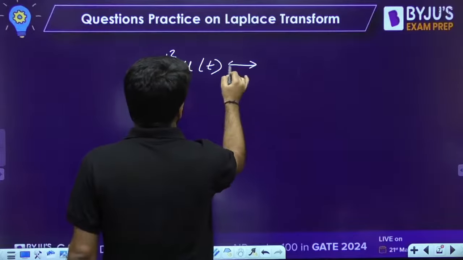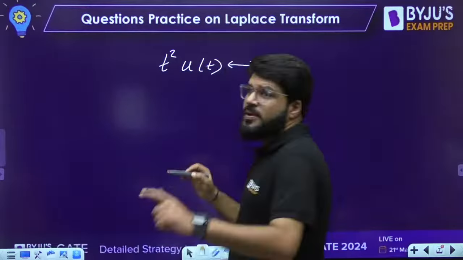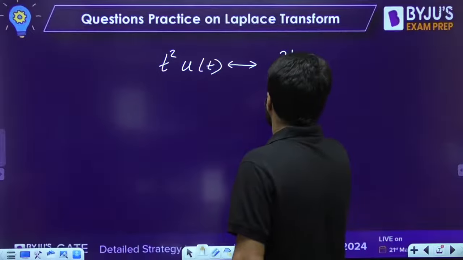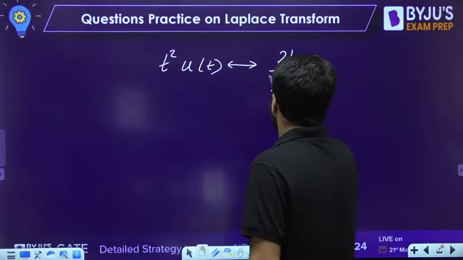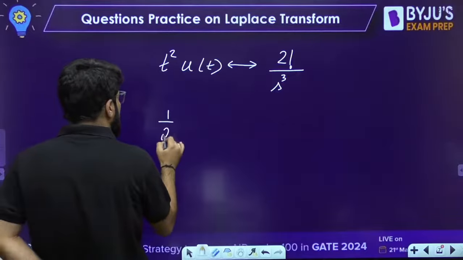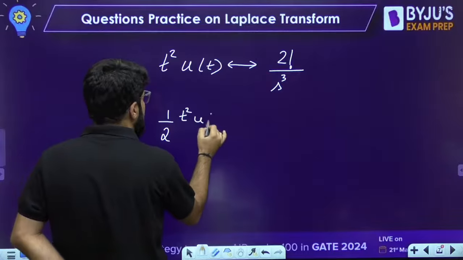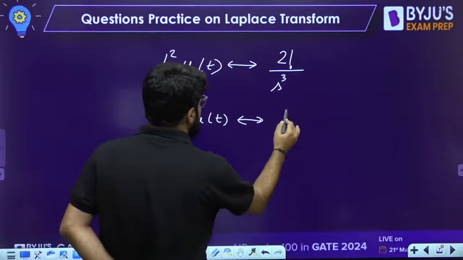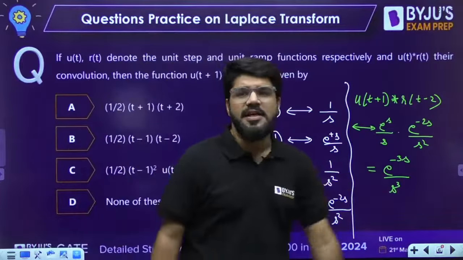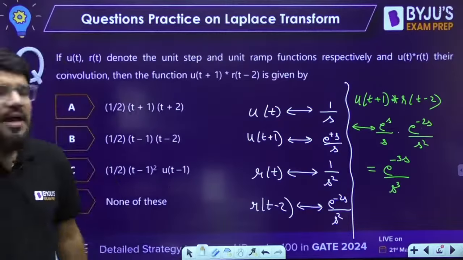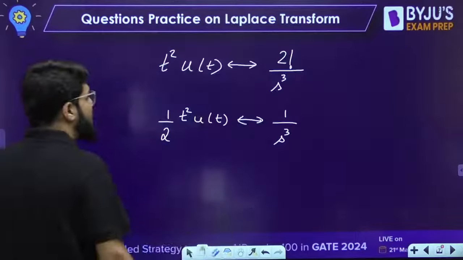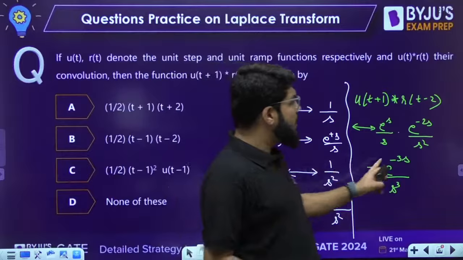What is the Laplace transform for t square u(t)? As we know, for t power n u(t) it is factorial n divided by s power n plus 1. So here it is factorial 2 divided by s power 3. 2 factorial is 2, so we can divide on the left side: 1 by 2 t square u(t) will have the Laplace transform 1 by s cube. So at least I have got to 1 upon s cube. What I need to take here is the e power minus 3s term. And how does the exponential term come? When we have time shifting. And I need e raised to the power minus 3s.